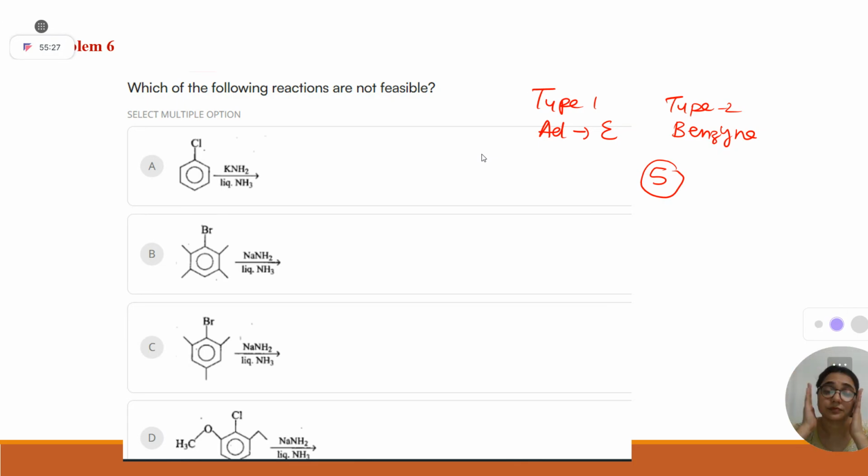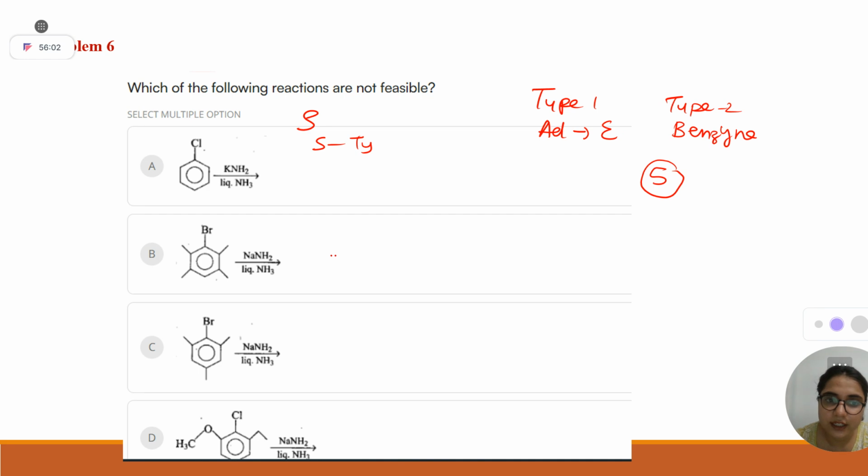Now tell me, option number A, which type of mechanism will operate, type 1 or type 2? Type 2, ma'am, because it is a strong base, NH2 minus eliminates here. Okay, your name? Shubham. Okay, Shubham is saying type 2 and he is correct, because one thing is there are no electron withdrawing groups attached to your benzene ring. And another thing is a strong base is there.